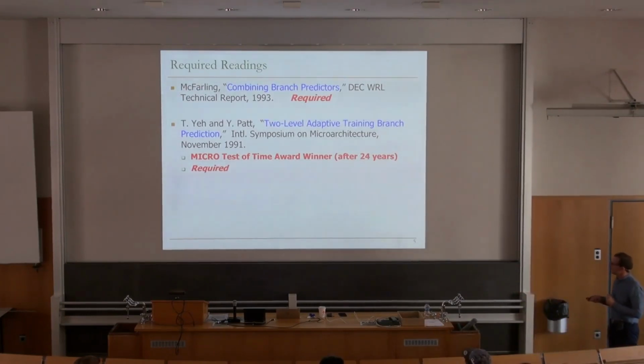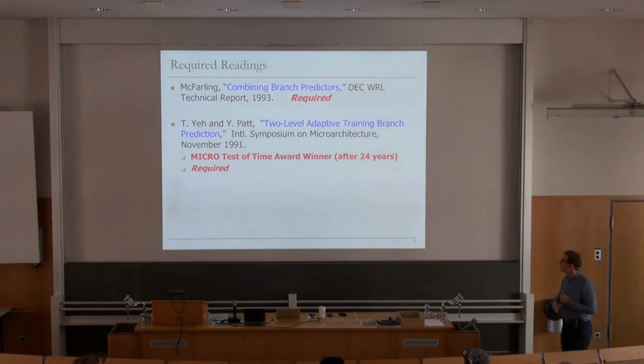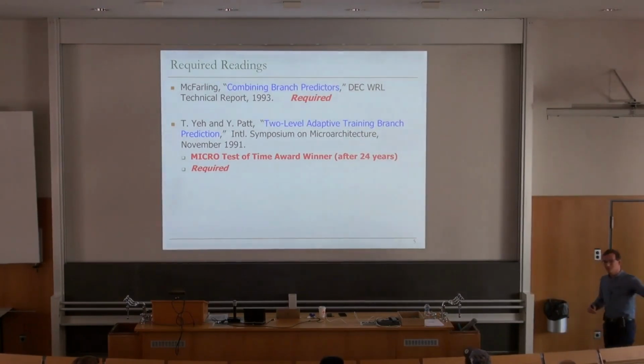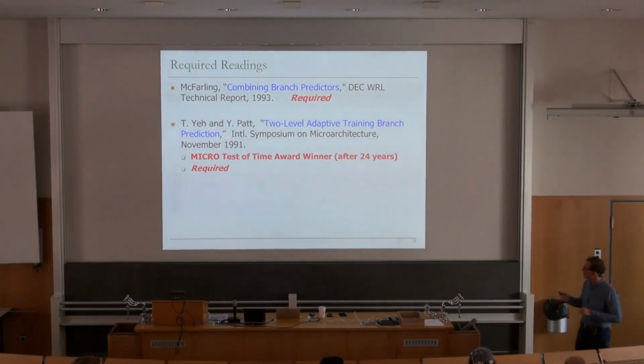Actually, I was debating whether I should put one more over here, but I'll make it recommended for now. This is combining branch predictors. This is the seminal paper that introduced hybrid branch prediction. This is the paper that really introduced 2-level branch prediction, which was a huge step from the 1-level branch prediction, which you will also talk about. And this was one of the Test of Time award winners from the MICRO conference.